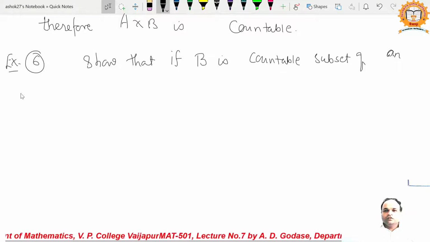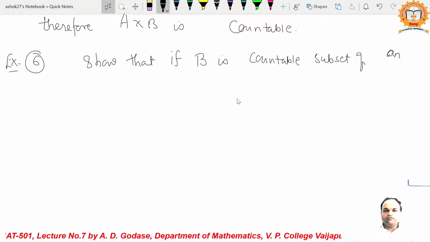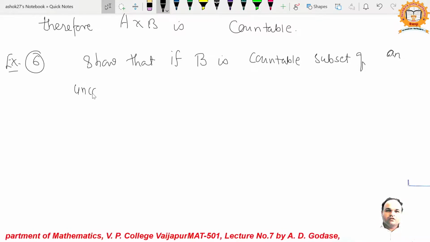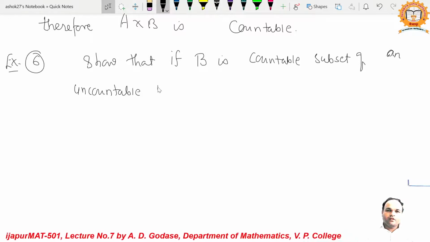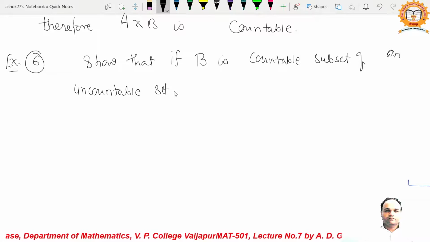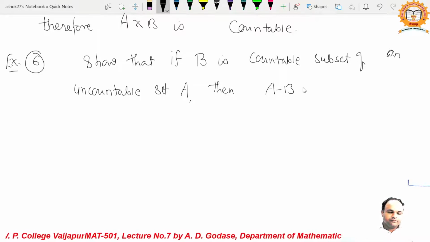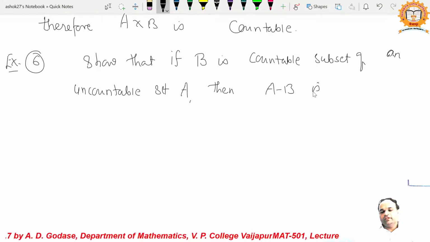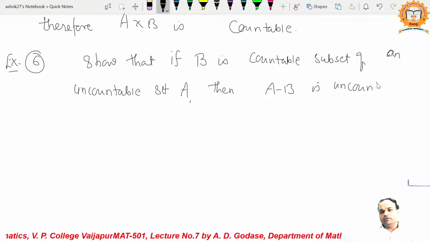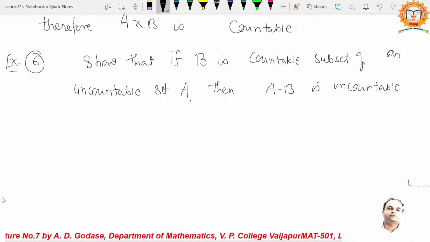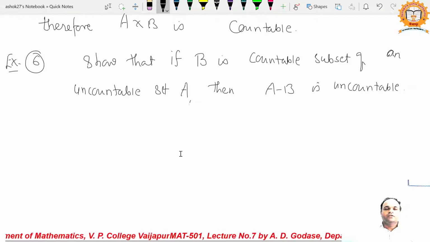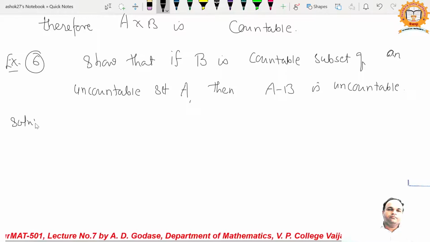So what are we to prove here? Show that if B is a countable subset of an uncountable set capital A, then A minus B is uncountable. That is what we have to prove. So now the solution of this problem.